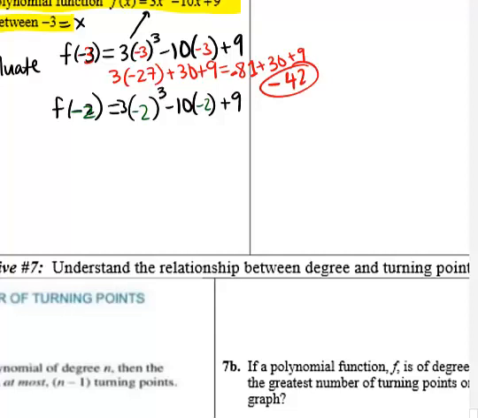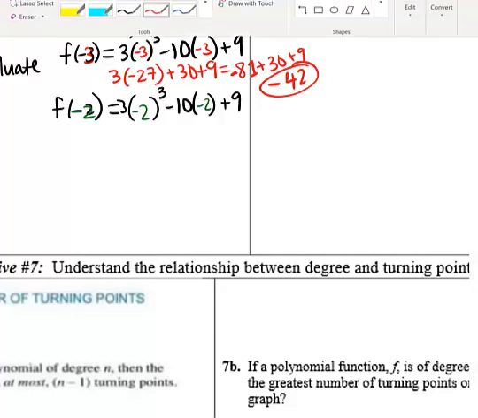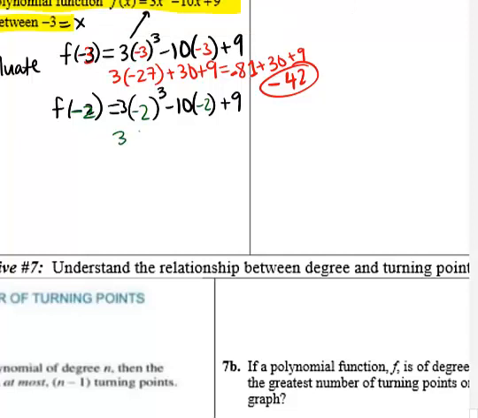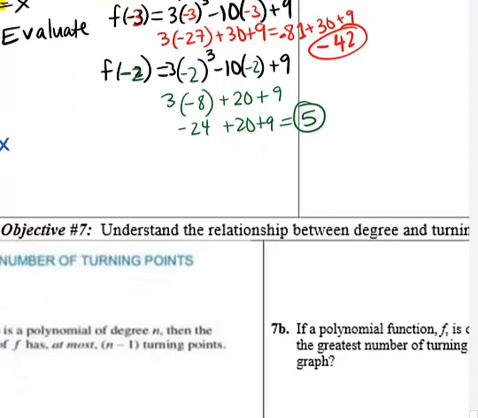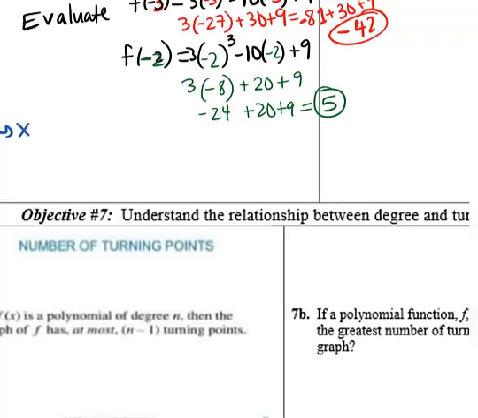Alright, and then let's simplify f of -2. We got 3 times -2 to the third, which is -8. And then -10 times -2 is 20, plus 9. This is -24 plus 20 plus 9. I think that's 5. Yeah, 5. Okay, so let's put this all together.